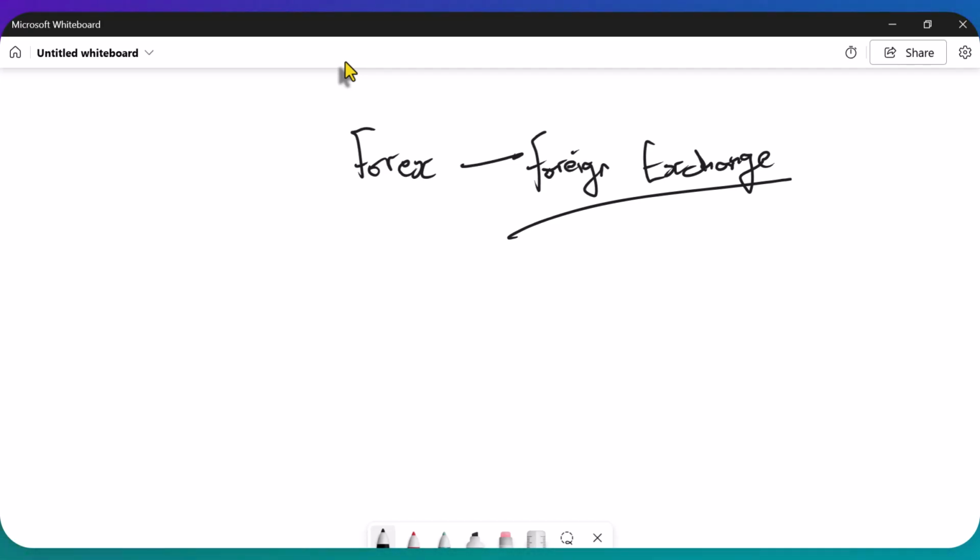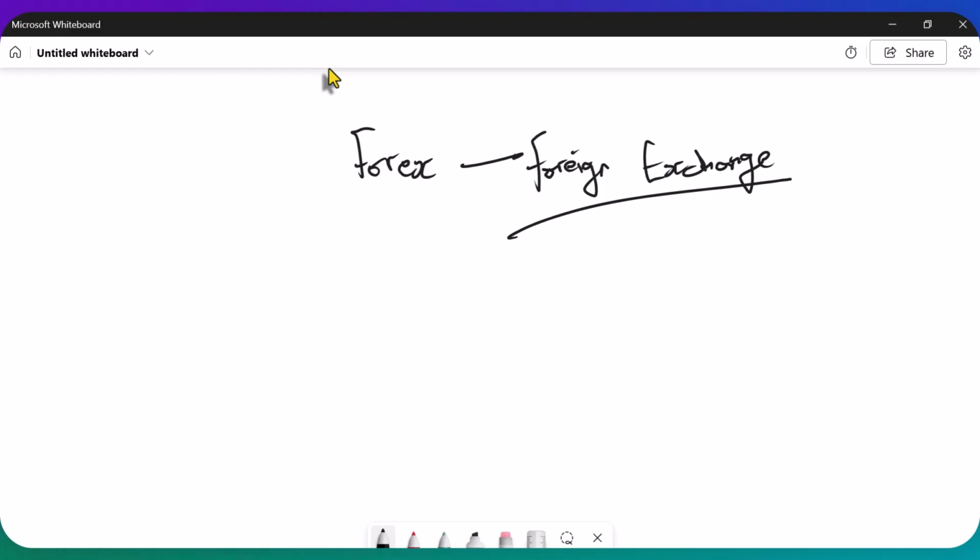And what is foreign exchange market? Foreign exchange is the global marketplace where currencies are traded. Just imagine traveling from another country, then you exchange your money for theirs. That's basically forex. That's a forex transaction, but on a massive scale with trillions of dollars moving every day. That is the forex market.